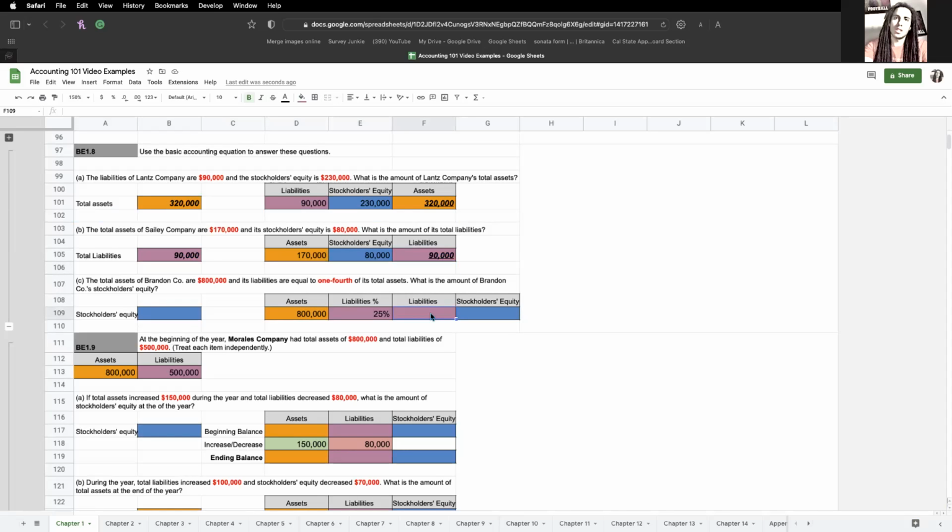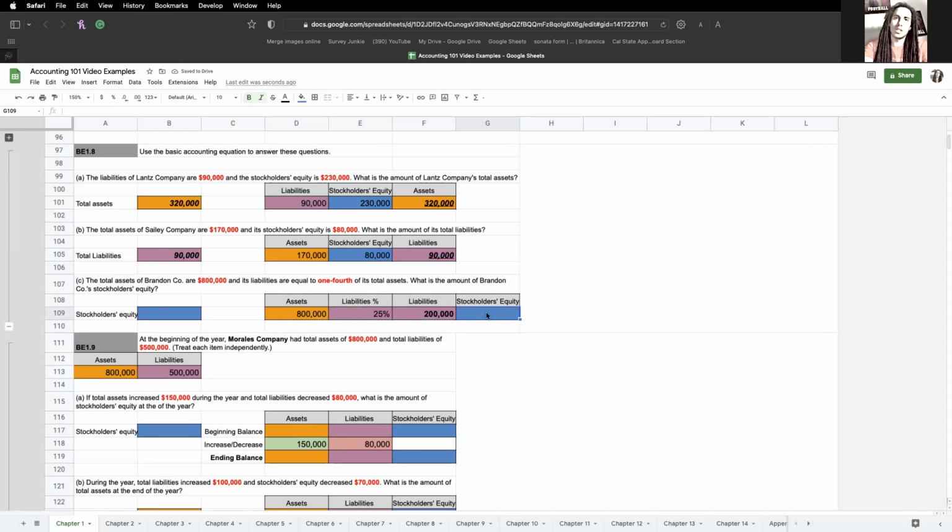The total assets of Brandon Corporation are $800,000 and its liabilities are equal to 1/4 of its total assets. What is the amount of Brandon Corporation stockholders' equity? The first question we should ask is how much is 1/4? Well, if you do 1 divided by 4, you'll see it's 25%. So assets times the 25%, that equals liabilities of 200,000.